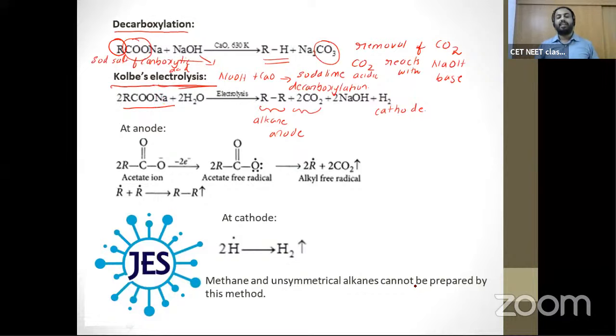Okay. Now one limitation is there. In this method, you can't prepare alkanes with odd number of carbon atoms, like propane, pentane, heptane. These compounds can't be prepared by this method. And you can't prepare methane by this method. Minimum 2 carbon atoms will be there.